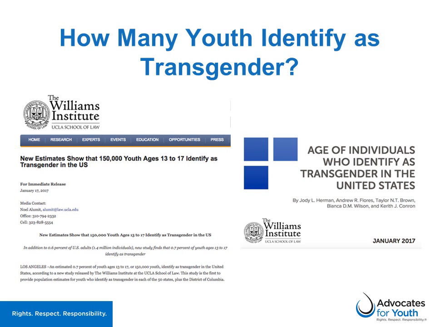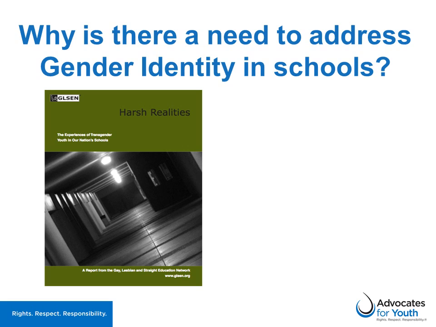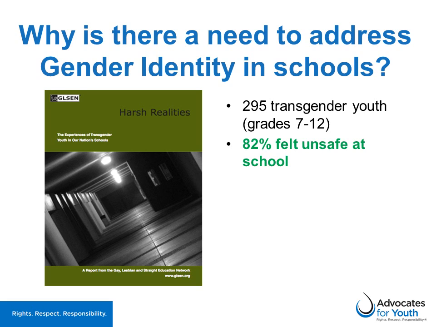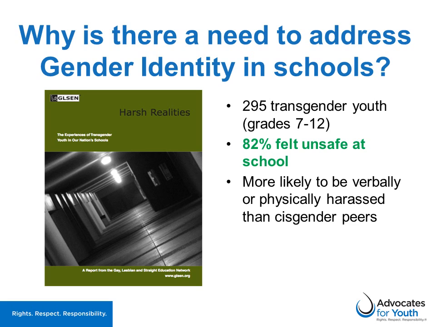Thanks to the Williams Institute, there's this really wonderful data that shows us among 13 to 17-year-olds that about 150,000 young people in the United States identify as transgender. We also know related to schools, thanks to Glisten and some really great research that they did among almost 300 transgender young people in grades 7 through 12, that more than 8 out of 10 felt unsafe at school.